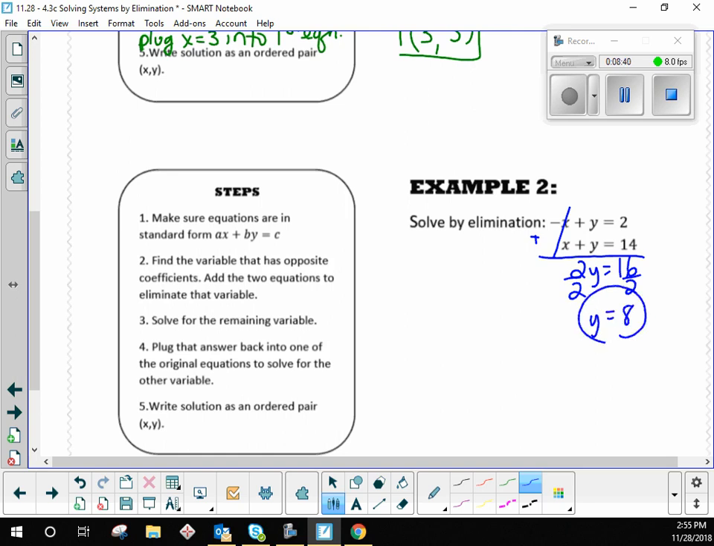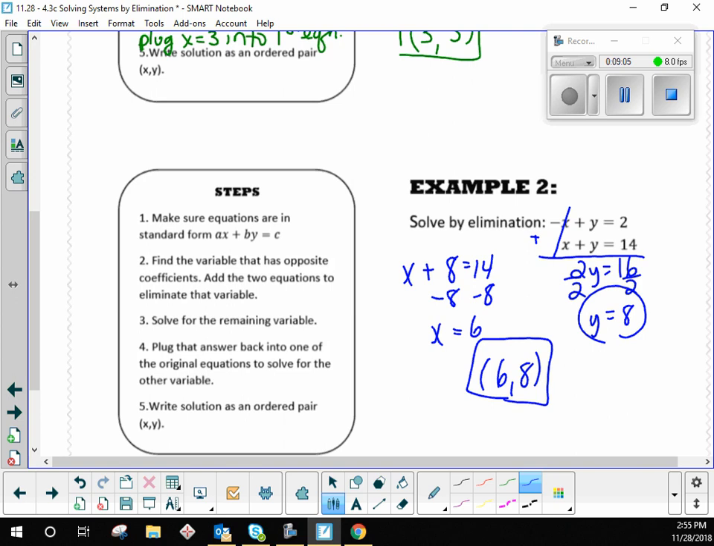What am I going to do with that? Plug it in where? Either one. Which one would you like? Which equation? Okay. That's x plus 8 equals 14. Minus 8, x equals 6. Your final answer is (6, 8). Who did that problem? I got that one?